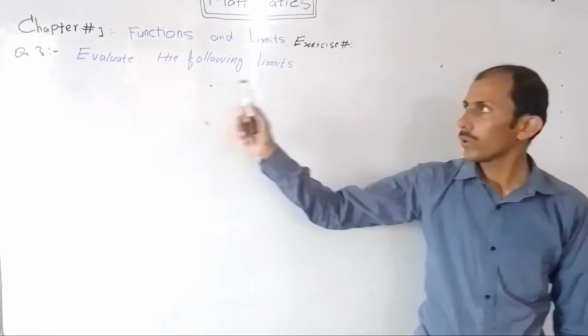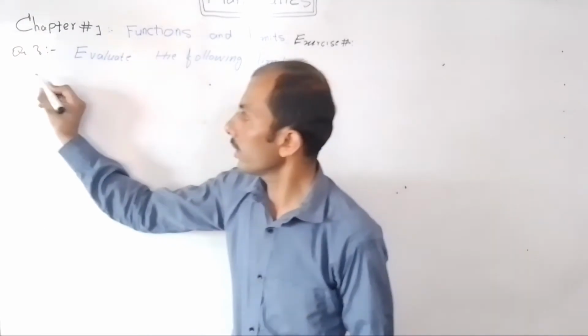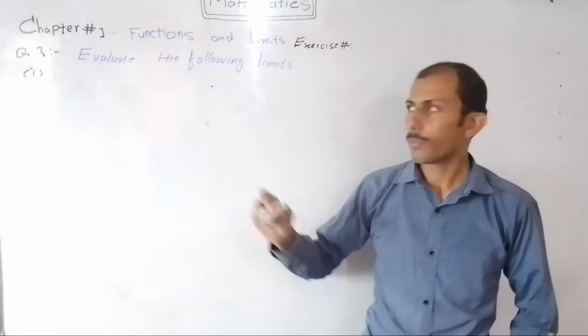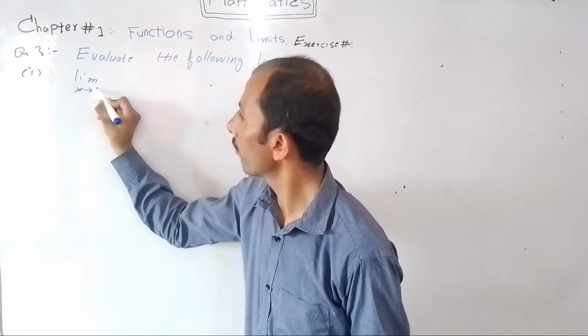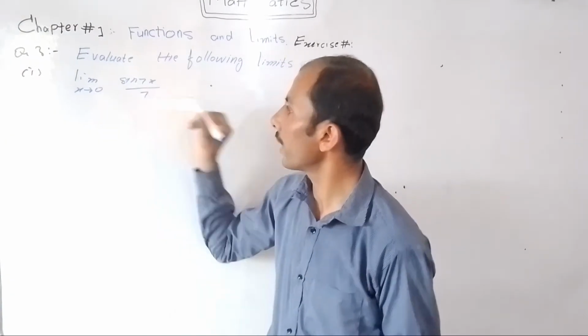Let's start question 3 part 1. Question 3, evaluate the following limits. Question 3 part 1, that is limit x approaches to 0 of sin 7x divided by x.